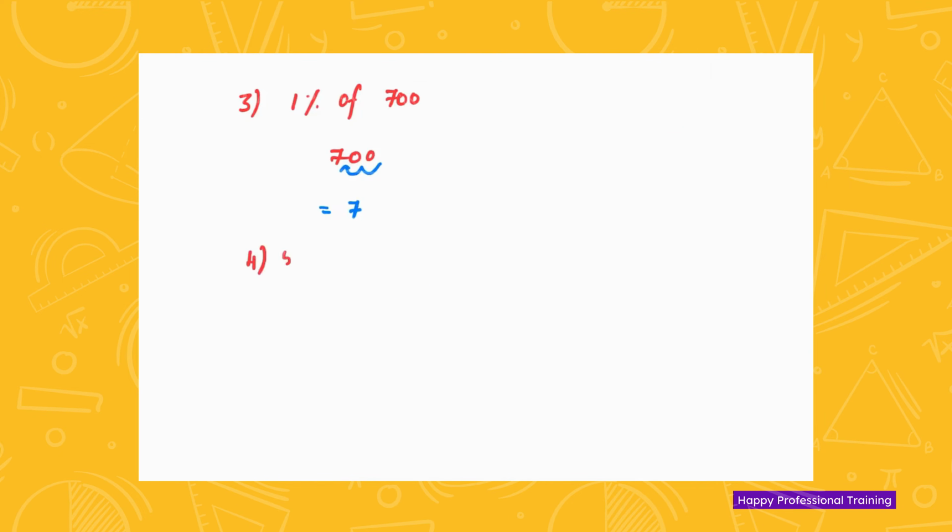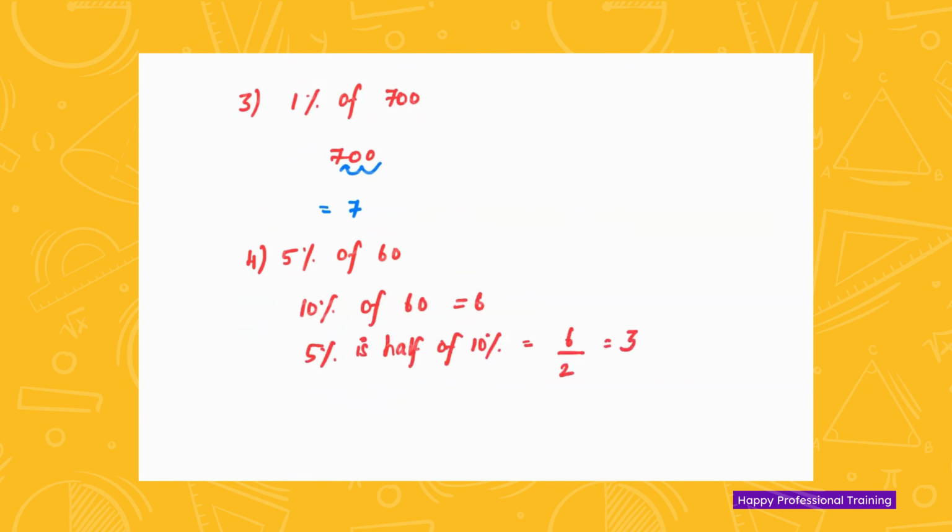Next, let's find 5% of 60. Let's find 10% of 60 first. What is 10% of 60? It is 6. Next, 5% is what? This is half of 10%. Remember? So 6 by 2, which is equal to 3.